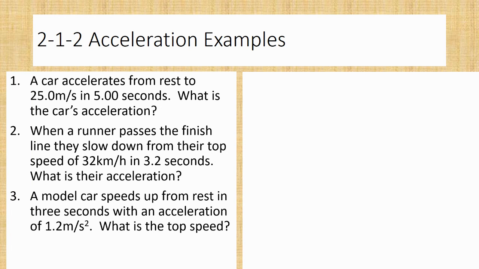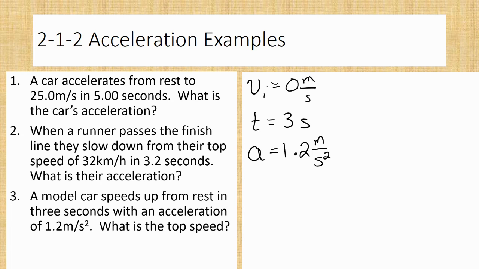And one more question. A model car speeds up from rest in 3 seconds with an acceleration of 1.2 meters per second squared. What is its top speed? All right, so the model car speeds up from rest. Well, the initial velocity is 0 meters per second. It does this in 3 seconds with an acceleration of 1.2 meters per second squared. And we're asked for the top speed. In this case, that would be the final velocity.